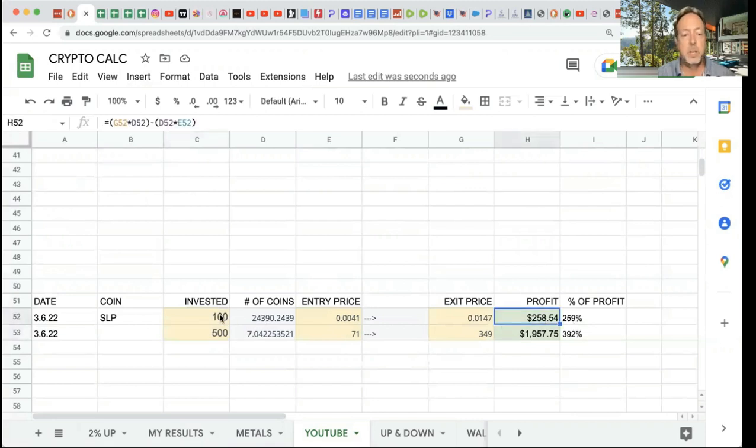Okay. But let's say I want to jump this up. Let's say I got 500. Remember, this is not advice. This is just my opinion. This is how I trade. This is how I analyze things. I'm going to change it to 500.